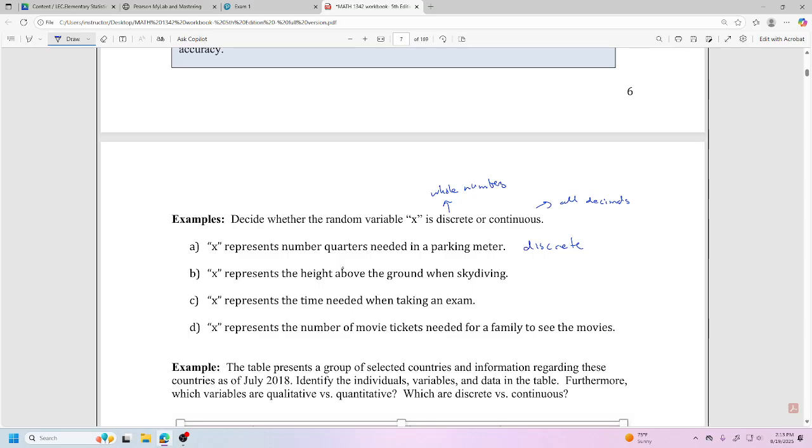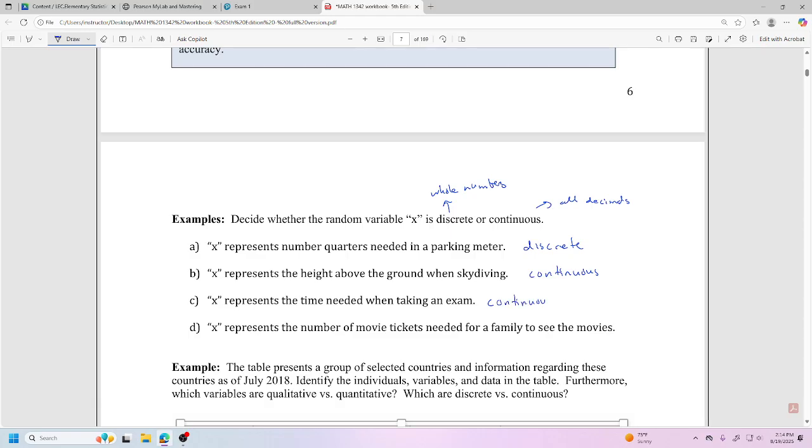The height above the ground when skydiving. Decimals for sure, right? Because it's like ticking and you're falling and all that stuff. So yeah, decimals. Therefore, continuous. Very good. Awesome. The time needed to take an exam. Continuous again, because you can go down like, oh, it took me 1 hour, 58 minutes, 38 seconds, 98 milliseconds, blah, blah, blah. You can keep going forever, all these different decimals.